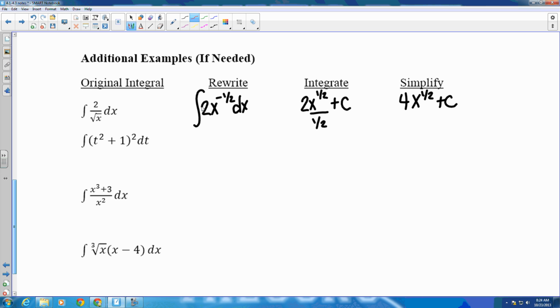On this next example, we need to square it before we take the integral. We can't really deal with the squared right now. So t to the 4th plus 2t squared plus 1 dt. Take the integral of each individual piece. T to the 5th over 5 plus 2t to the 3rd over 3 plus t plus c. And I'm actually okay with you leaving it just like that.